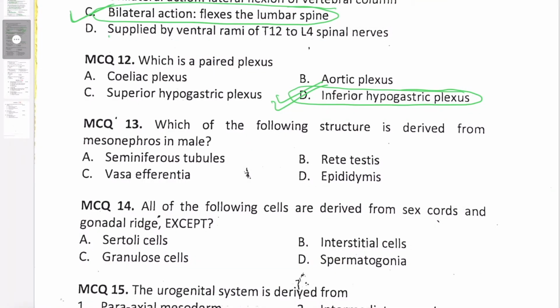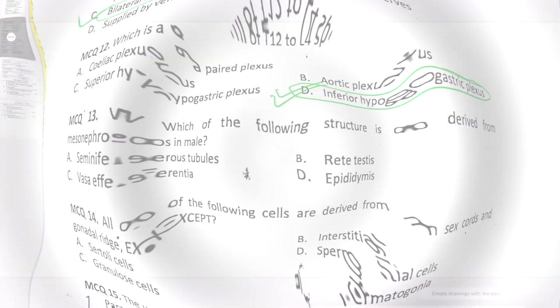Question number 13. Which of the following structures is derived from the mesonephros in male? Seminiferous tubules, rete testis, vasa efferentia, and epididymis.